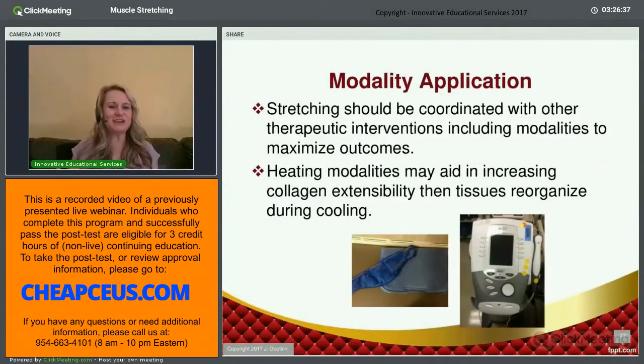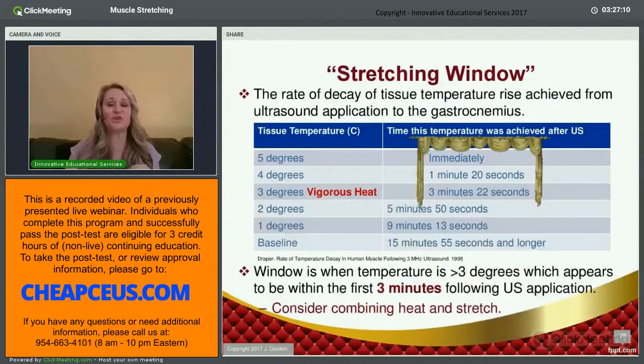If we consider where the modalities fit in with our stretching techniques, sequencing during our session, that might be other interventions that you're incorporating during your time with the patient. We know that modalities aren't the only intervention that we utilize, but if we time them appropriately, the modalities can be beneficial to increase the collagen extensibility. For example, if you're using heating or ultrasound in order to allow better realignment and reorganization of those fibers when we apply our stretch, and then kind of holding that. Some clinicians even say during the cooling.